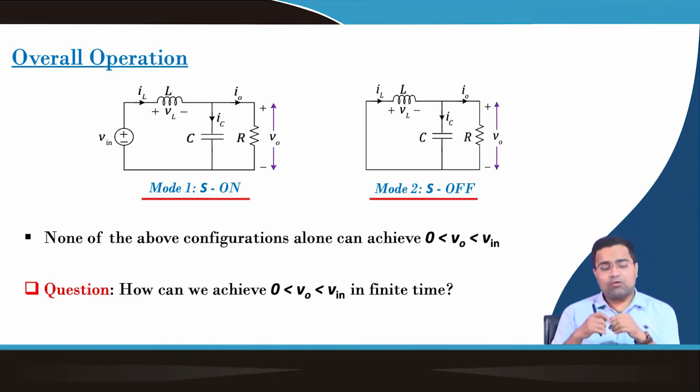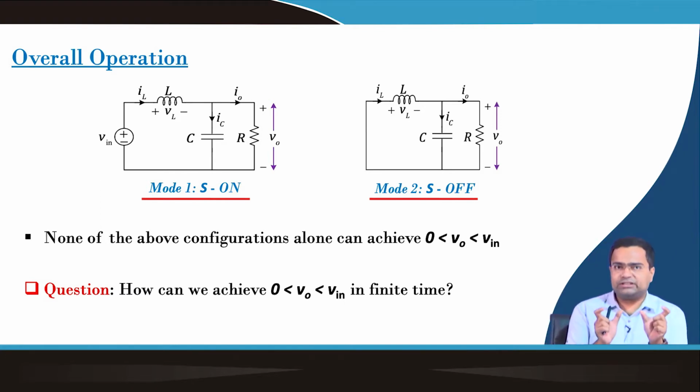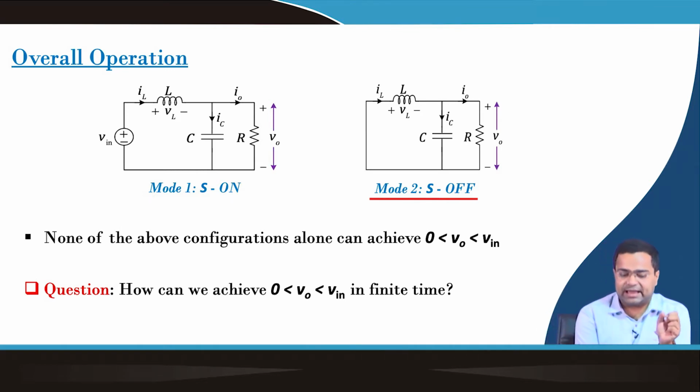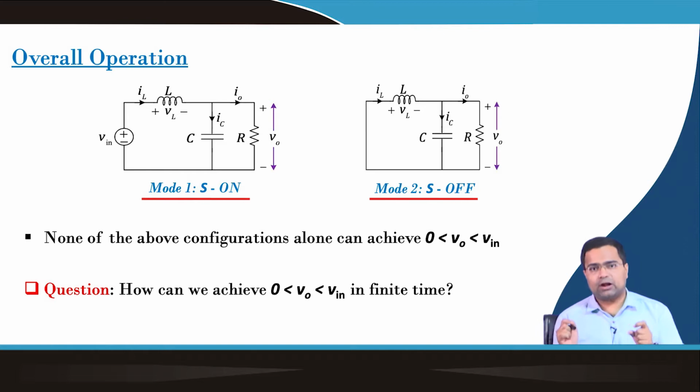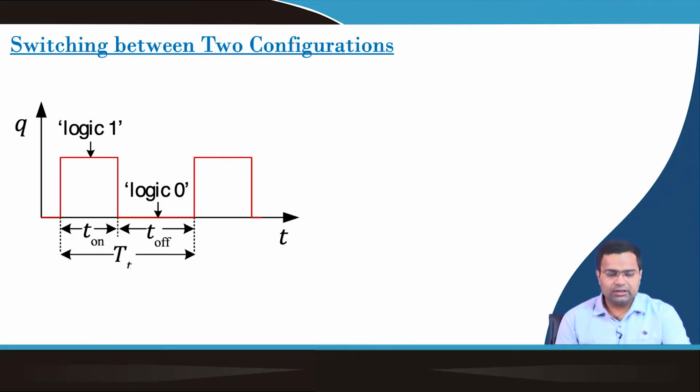Now, the question is, how can we switch? Particularly, how should we generate the on and off pulse of the main switch, which is a controllable switch S, such that our desired output voltage is achieved in finite time? As I said, Q can be set to logic 1, then the switch S will be on, and when it is set to logic 0, the high side switch will be off and the complementary switch will be on.